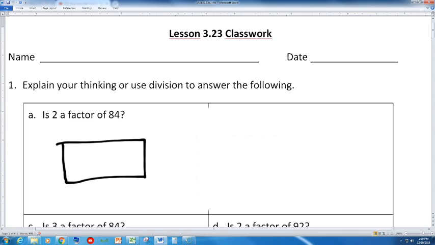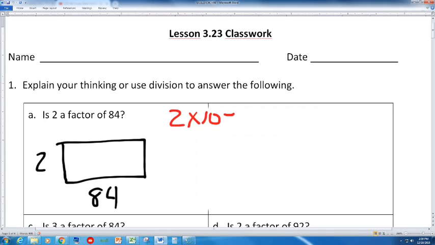Well, first off, 84 is a composite number, which means it can be divisible by 1, itself, plus more numbers. So we already know that we could possibly have more factors than just 1 and itself. So let's look. What we're going to do is divide. So this is 2 on the outside, and this whole box is 84. So we're going to take our 2. We're going to go back to our area model.